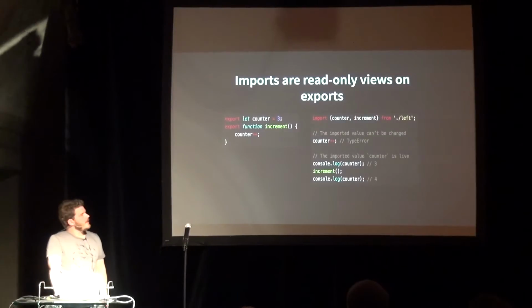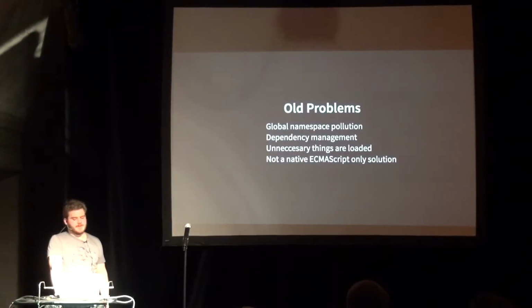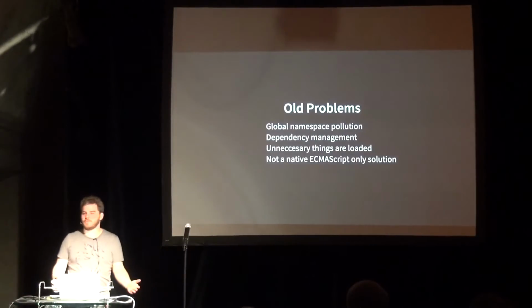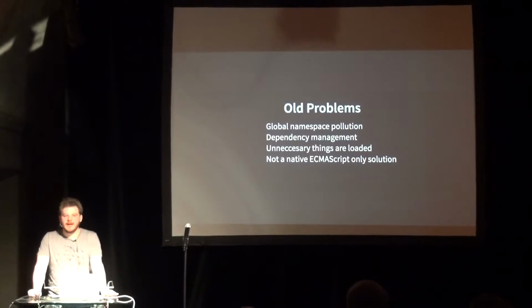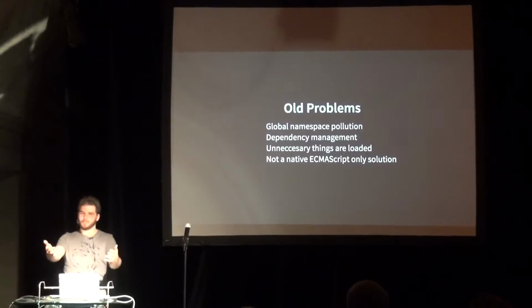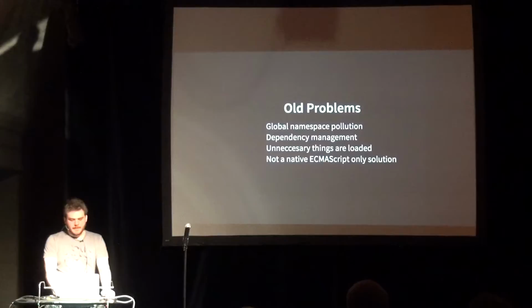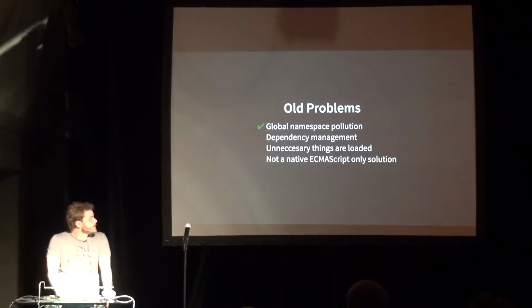Now we can go back and say, well, we had these old problems earlier. So the global namespace pollution, well, is this problem solved? Well, I would say yes, because we do not rely on the global namespace any longer. We do not have to put something onto the window object in order to reuse it later. We just declare what we want to import, and we have it. I would say that's solved.